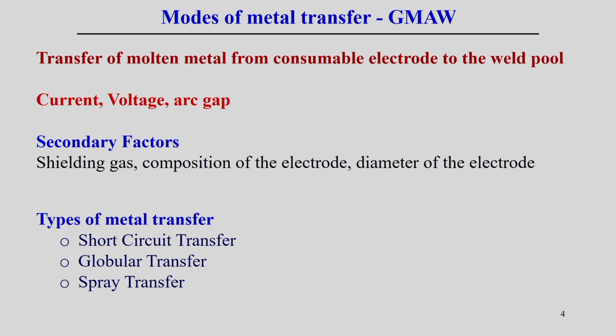And the third one is the spray kind of transfer. In this case, small spray droplets can be transferred to the workpiece material, but we need to achieve certain welding conditions. If those particular conditions are met, the spray kind of metal transfer may happen during the welding process. So, we will see them one by one. First is the globular transfer.